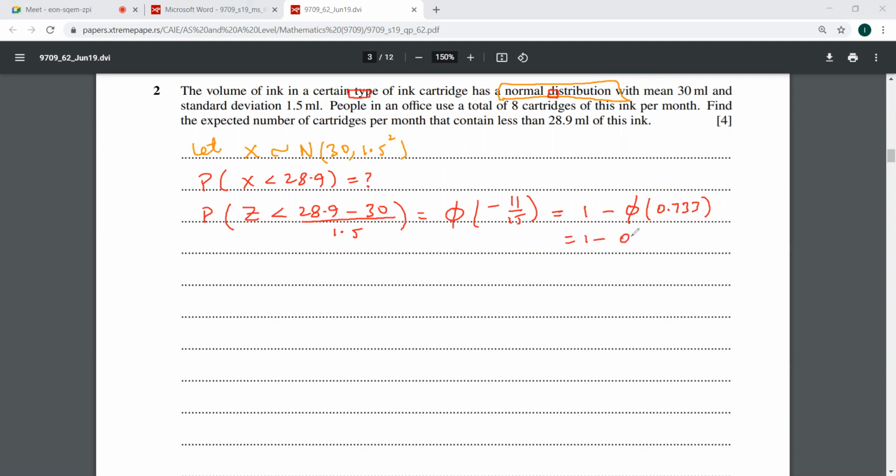0.7682. Okay, so we get 0.318. This is not our final answer, okay? So the expected number of cartridges, you have to write all of this, okay? That is 8 times this, times 8. That is 1.85. It means it is going to be 2 cartridges. Okay? That is your answer to the second question.